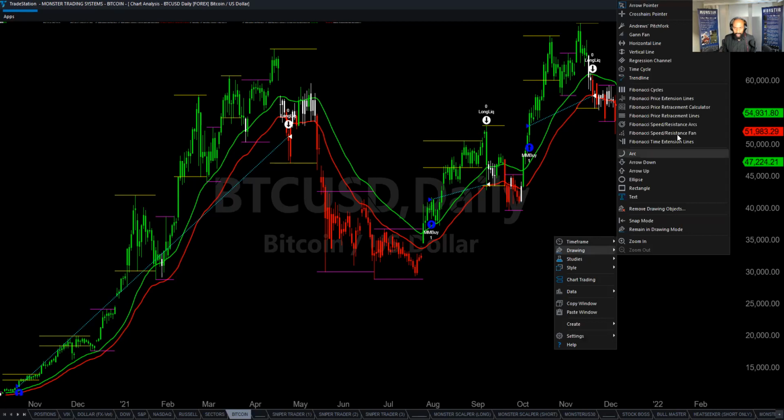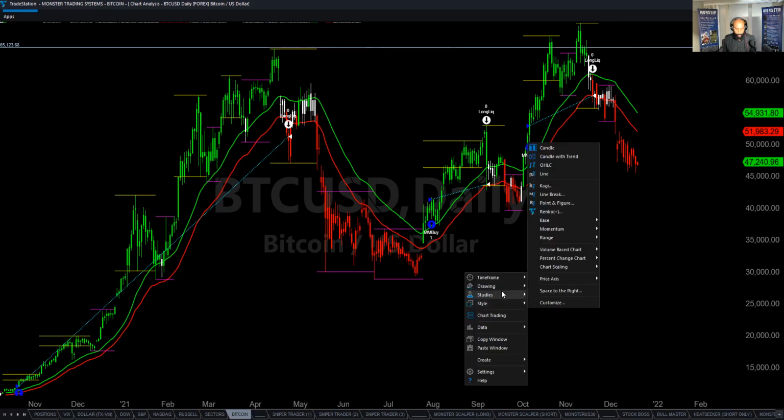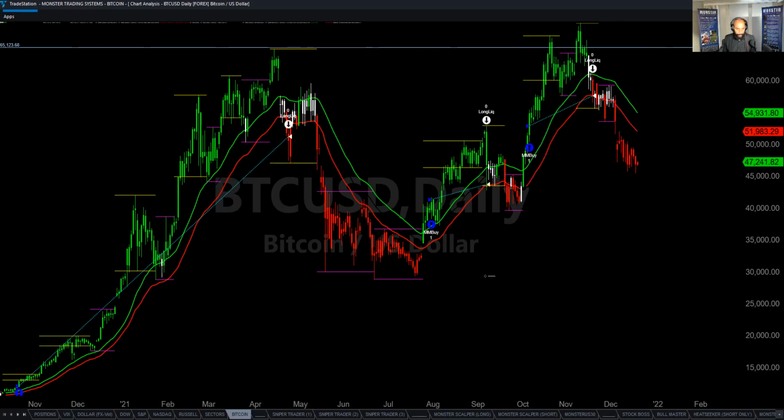Understand that Bitcoin is no longer trending on the daily time frame. It's broken its trend. Keep an eye on this here. Now it's caught in between support and resistance. So here, here, here, here. The next target, if the selling continues, is down here.